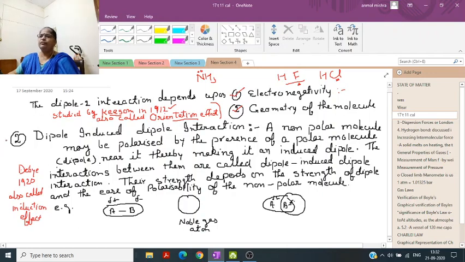Second type of intermolecular force of attraction is dipole induced dipole interaction. Here one of the molecules will be polar and the second molecule will be non-polar. Means a non-polar molecule, when it is brought near the polar molecule, then due to the dipole moment of the polar molecule, the symmetrical electron cloud of the non-polar molecule gets distorted.